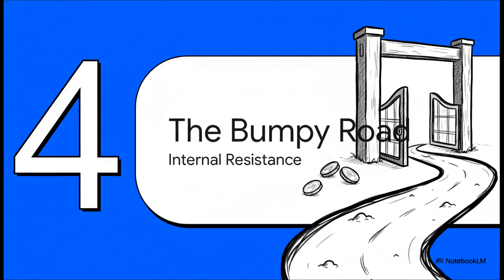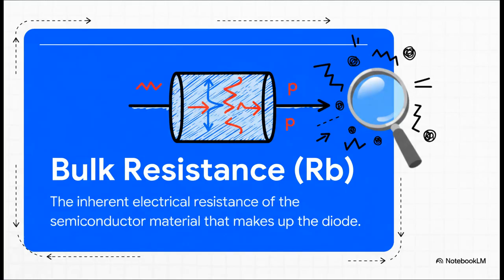Think about it. Once you've paid the toll and the gate is open, the road you're driving on, well, it isn't a perfectly smooth superhighway. Right. Every road has a few bumps. For a diode, those bumps are its own internal resistance, what we call bulk resistance. It just comes from the simple fact that it's made of a physical material. So even when the diode is fully on, it's still putting up a tiny bit of a fight against the current. This gives us our second and much more accurate model.